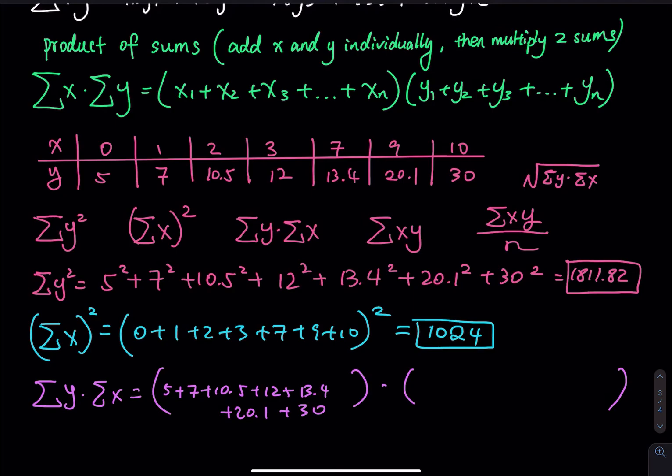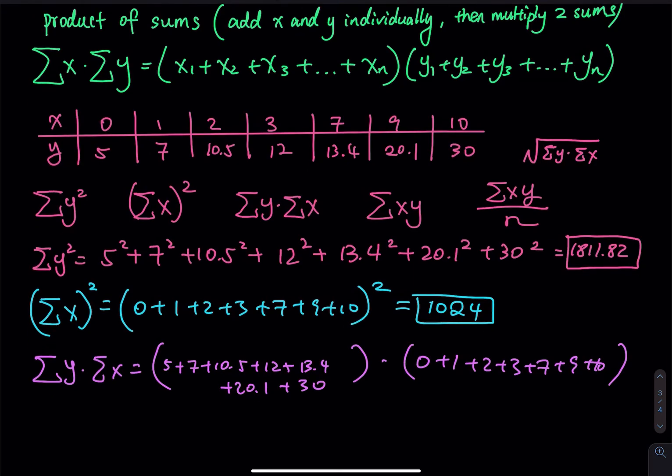And then the x is 0 plus 1, plus 2, plus 3, plus 7, plus 9, plus 10. And then we have a 98. So let me make sure, because the last one on my notes, I wrote plus 0. So I have to check my work to make sure I add the numbers right. So we have 5 plus 7 plus 10.5 plus 12 plus 13.4 plus 20.1 and then plus 30. So this is equal to 98.